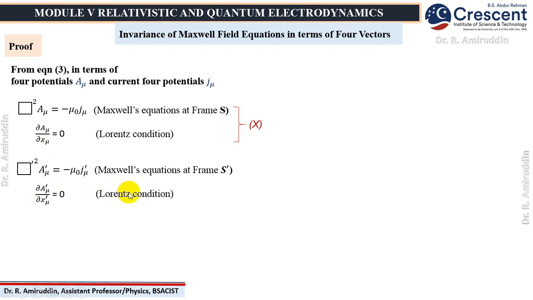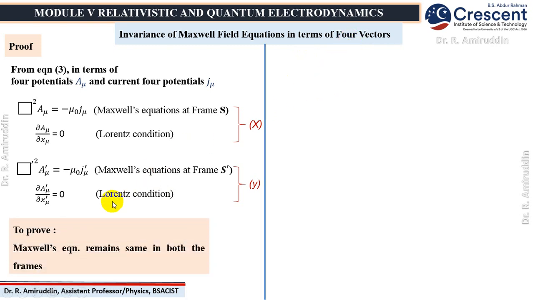Now our task is to validate the invariance of Maxwell's equation irrespective of the frame. So equation X, equation Y for frame S and S prime. Irrespective of the frames, in terms of 4 vectors, by applying the Lorentz transformation equations, our task is to show that the Maxwell's equation remains the same in both the frames. We need to prove that.